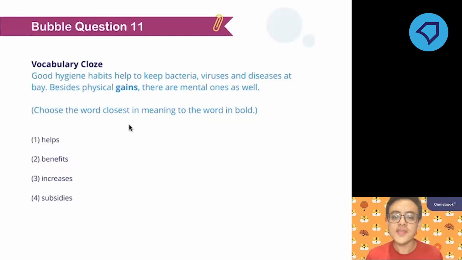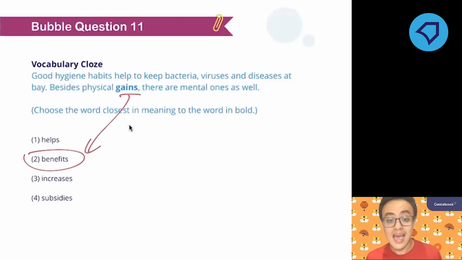For your age, besides physical gains here means benefits. Okay, besides physical benefits, there are mental ones as well. Okay, physical gains, if you say you're gaining muscle, then it can be increased muscle, but in this case gains means benefits. Gain can mean increases, but not in this case. Okay, you gain weight means you increase in weight, but this part, gains, doesn't mean increase.